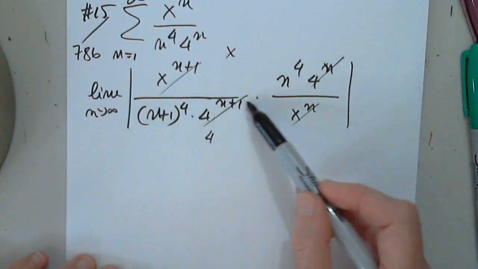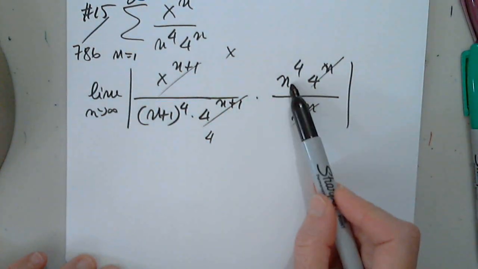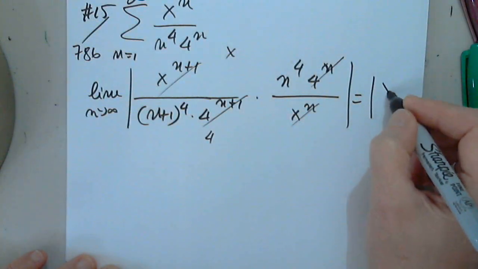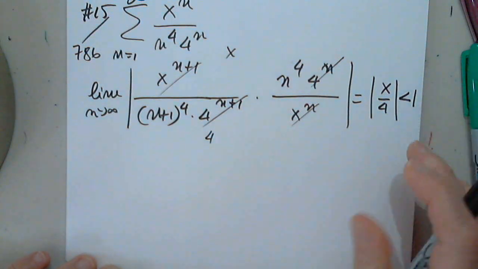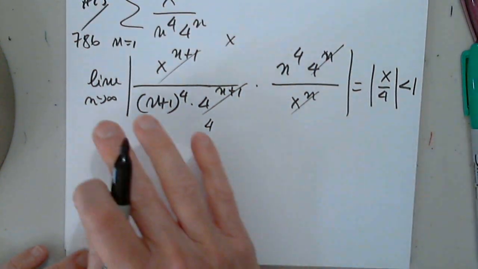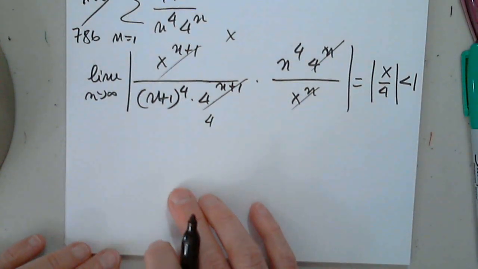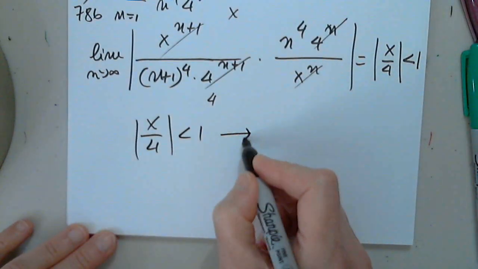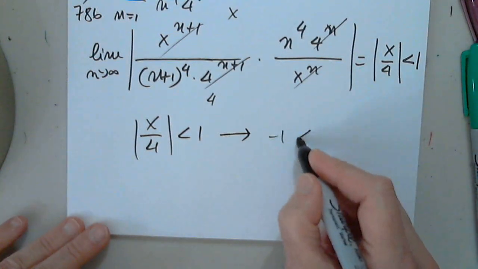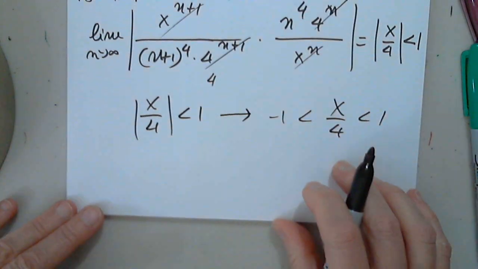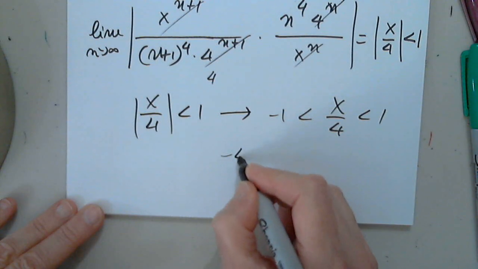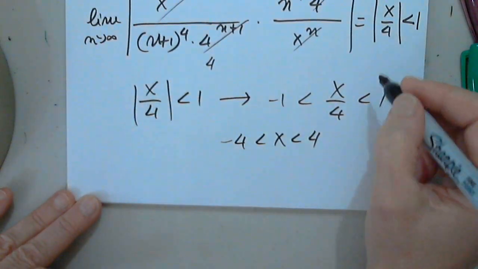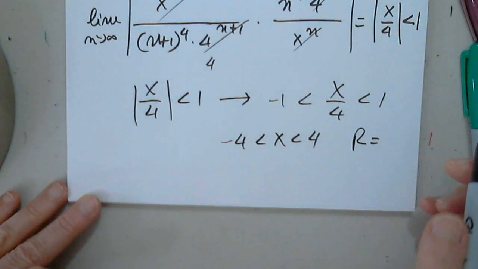And this limit, when n approaches infinity, of n to the 4th over n to the 4th, will be 1. So the answer is the absolute value of x over 4, which must be less than 1 for convergence, based on the ratio test. So x over 4 less than 1 translates, as you know from algebra, to -1 less than x over 4 less than 1. Multiply all three sides by 4: -4 less than x less than 4. So for now we know that the radius of convergence is 4.